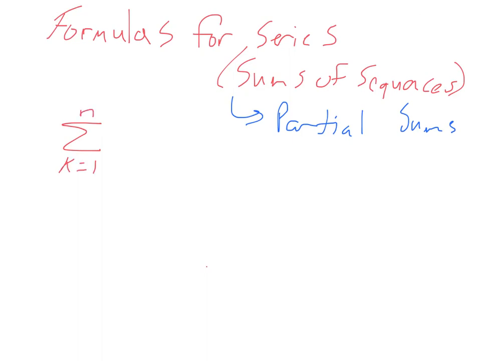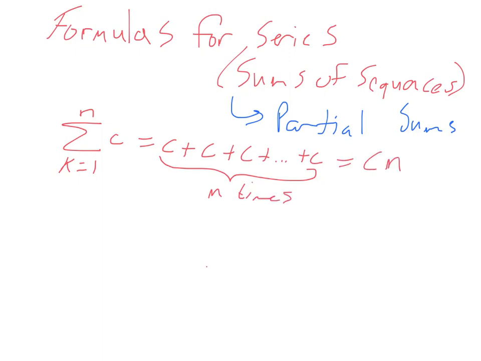anytime I have some series that goes from 1 to n, and I'm just adding up some constant, which is not dependent on k at all, that's just saying we're going to be doing c plus c plus c, plus c. We're doing that n times. We're just adding up c n times, and adding up c n times is the same as just multiplying c by n. So that's just an easy formula we can use to figure out the value of this.